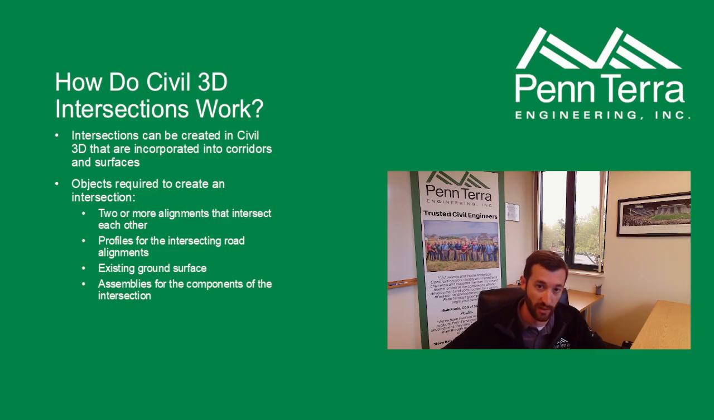Intersections can be created in Civil 3D and then they're incorporated into corridors. Sometimes we make them their own corridors, or sometimes we incorporate them into the corridor of one of the streets in the intersection. There are some prerequisites before you can create an intersection. For example, 2 or more alignments that intersect each other need to be in your drawing already, and they need to be profiled. You also need to have an existing ground surface if you want it to tie off to the existing contours, and you need to have assemblies and sub-assemblies as required for the intersection parts itself.